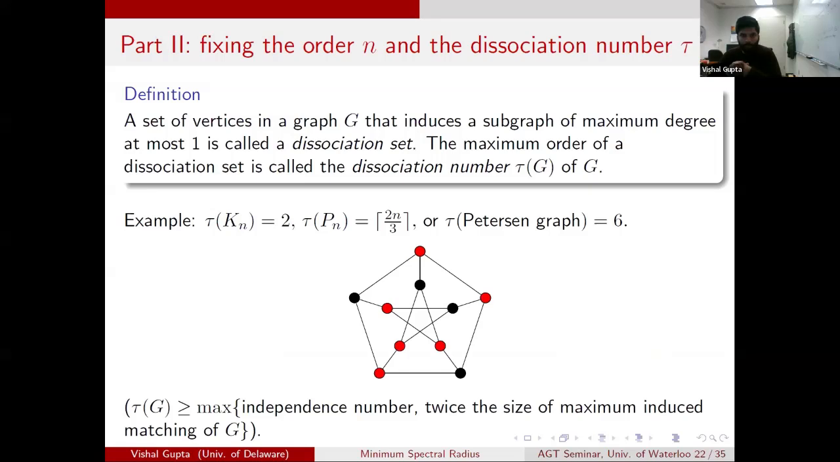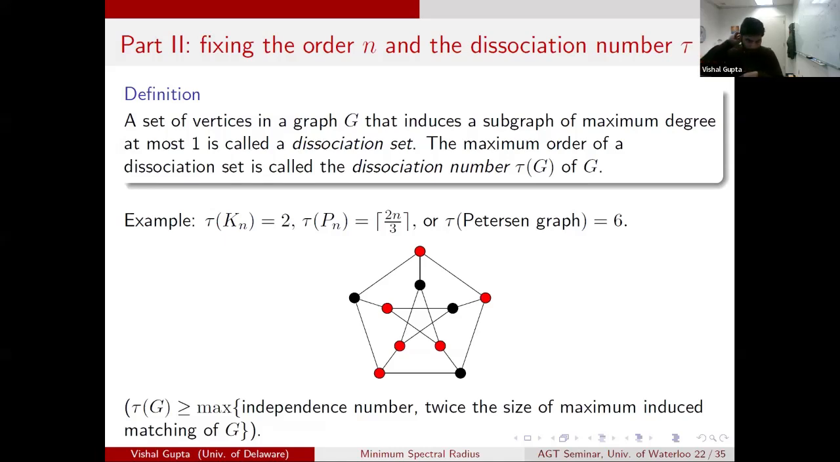Okay, so in part 2, we are fixing the number of vertices. We are taking the set of all simple connected graphs on n vertices and fixed dissociation number. So what is a dissociation number? A set of vertices in a graph that induces a subgraph of maximum degree at most 1 is called a dissociation set. And the maximum order of a dissociation set is the dissociation number of the graph.